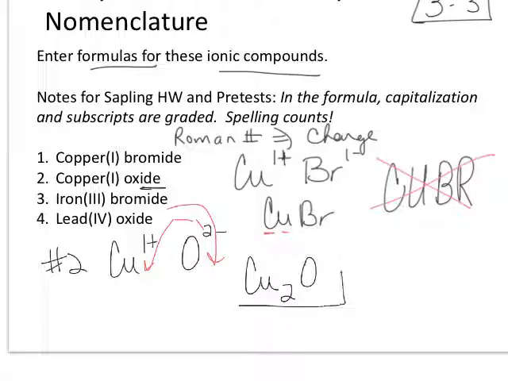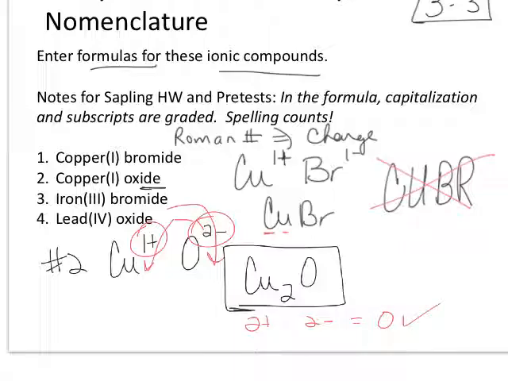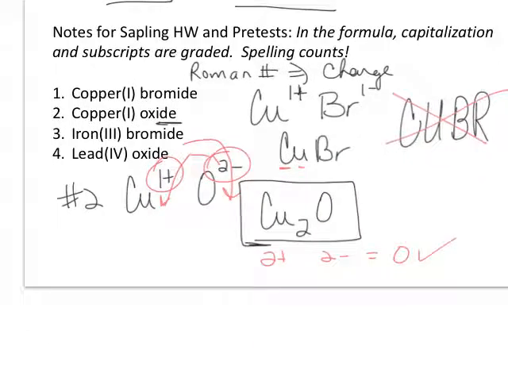and once again, you should not write charges in your final answer. Now you want to double check it though. You have two 1 pluses for your cations, so that would be overall 2 plus, and your oxygen, you have 1 and it's a 2 minus. So a 2 plus and a 2 minus, overall charge is 0. Yay, you got that right. And now let's go on to problem number 3.